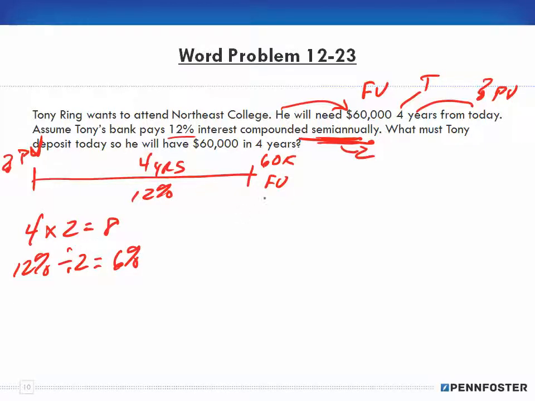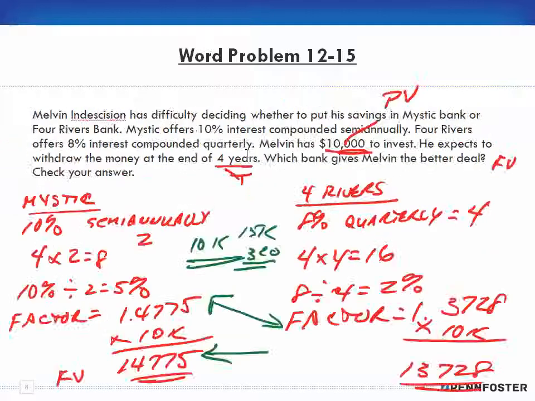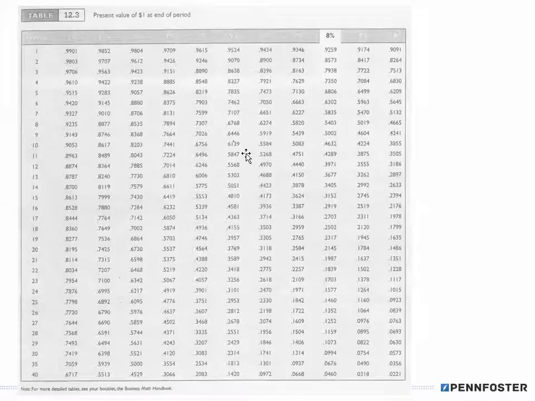Now, this 60,000 is a future value. We need to know the present value. So when I jump up, I want to make sure I'm on the present value table, and I also want to know that I'm on the right table. Remember that my factor is going to be less than 1 point something, because it's a present value. A future value is going to be greater than 1 point something. So jump up to the present value table.